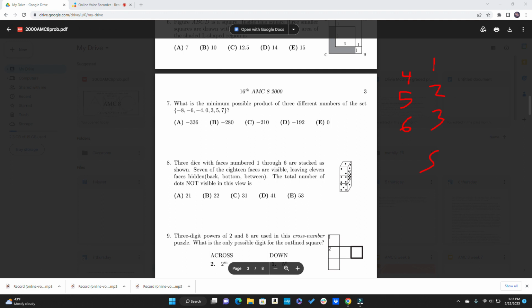Adding up all of these numbers, these are all of the faces we can't see. It's a lot of addition. The top one adds up to 15. Middle one adds up to 11. Bottom one adds up to 15. In total, that's going to give us 41. Answer choice D, and that's our answer.